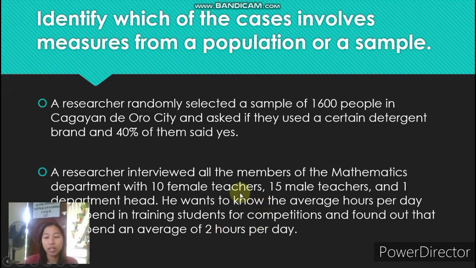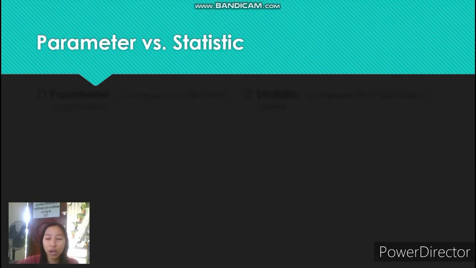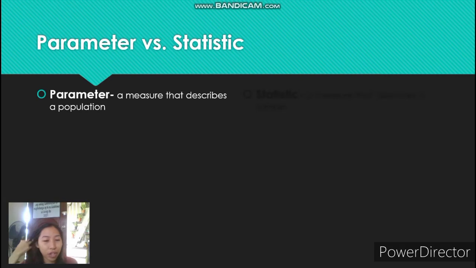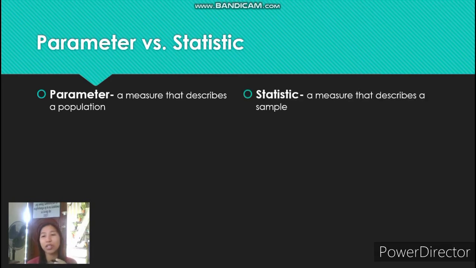Now, defining the two of them, for the sake of definition, a parameter is a measure that describes a population. So it is easy to remember: population, parameter, P and P. Sample, statistic. A statistic is a measure that describes a sample. So sample S, statistic S. It is easy to remember. Again, population, parameter, and sample, statistic.